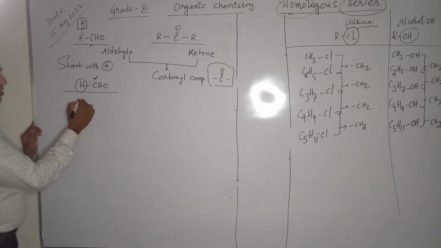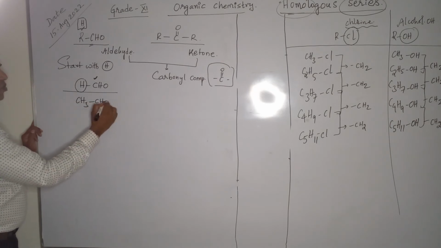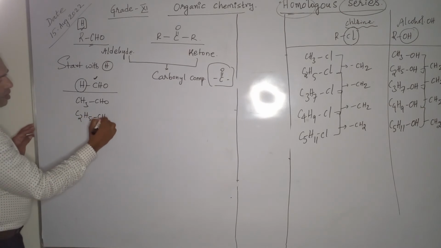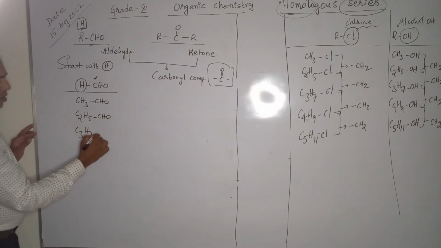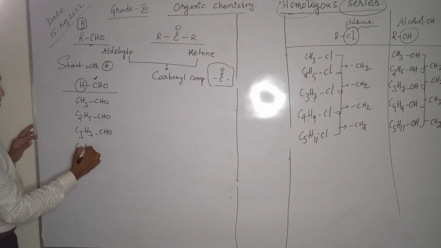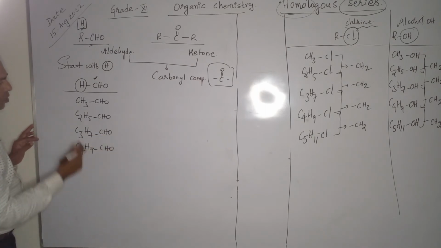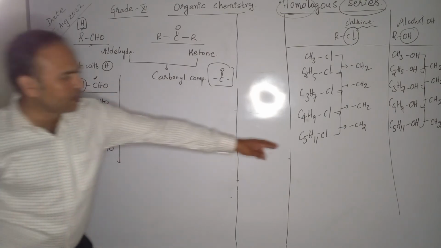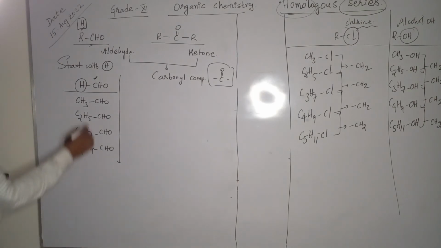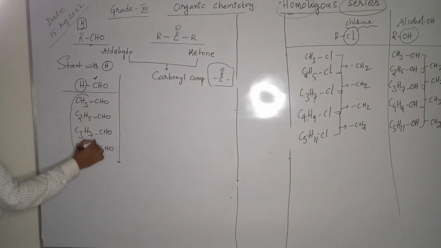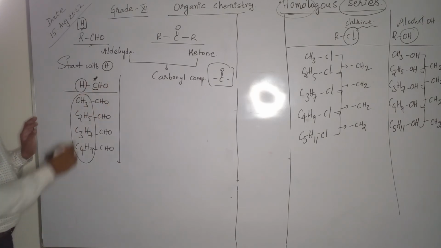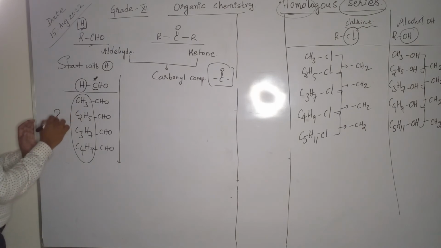After this, you can start with CH3CHO, methyl as usual, then C2H5CHO, C3H7CHO, C4H9CHO. See, 1, 2, 3, 4, 5. That is enough. If you want to go beyond that, you write C5H11. So what I am trying to tell you is, because your functional group already contains carbon, you start with hydrogen, then the R group as usual you can follow.